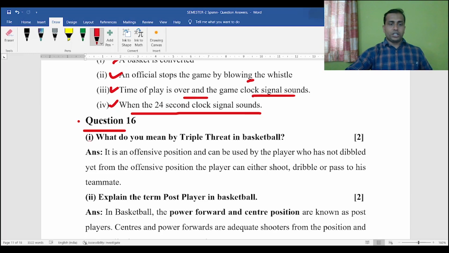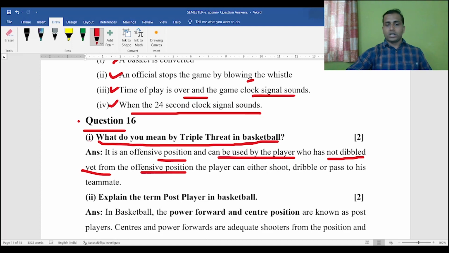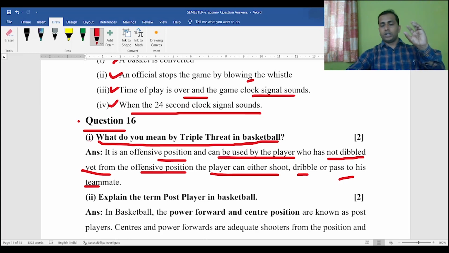Question number 16. The first question is, what do you mean by triple threat in basketball? It is an offensive position and can be used by the player who has not dribbled yet. From the offensive position, the player can either shoot or dribble or pass to a teammate. So in this condition, he or she will have three options: shoot, dribble or pass.